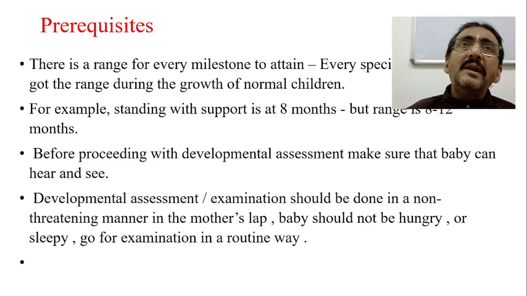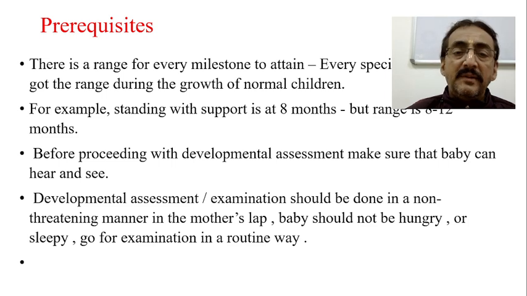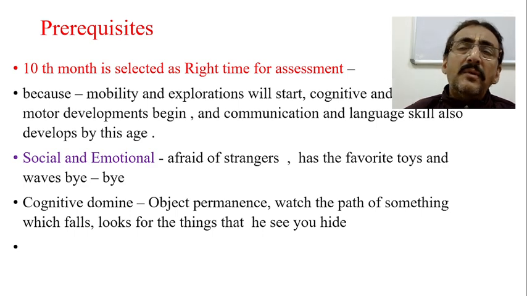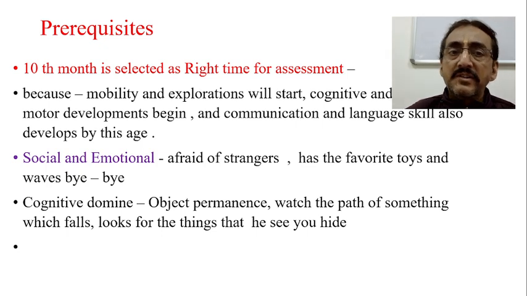So routinely, when the baby is playing, that time you have to do the developmental assessment. These are some of the important prerequisites. Now usually we say that the 10th month is considered the right time for the assessment, because almost all the developmental milestones reach a particular stage. For example, by the end of the 10th month usually mobility and exploration will start. Cognition and fine motor development also begin, and communication and language skills also develop by this age.